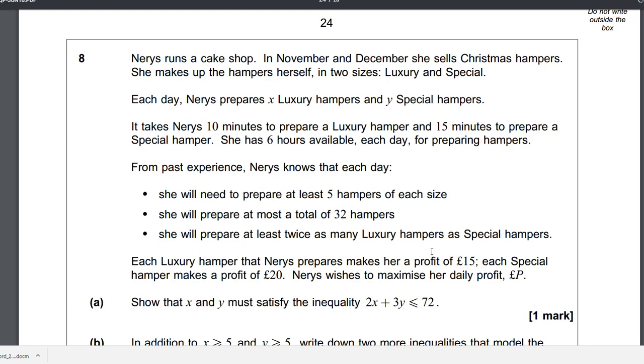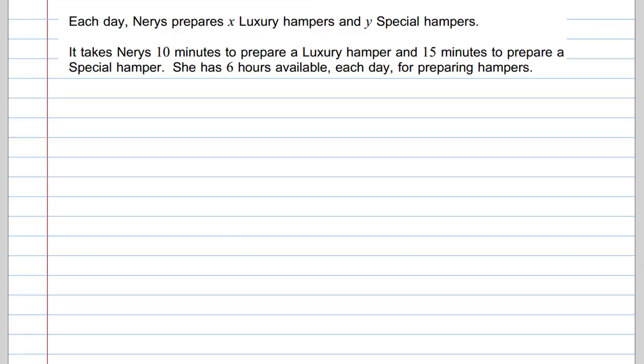It says Nerisse makes a profit of £15 on luxury hampers and £20 on special hampers. And in part A, we need to show that X and Y must satisfy the inequality 2X plus 3Y is less than or equal to 72. Now, we've got 4 pieces of information that could give us constraints for this question. We've got this sentence up here about the time to make each one, and then we've got these 3 bullet points here. To get this inequality, we need to use the first sentence before the bullet points. If you didn't spot that, it doesn't matter because you're going to have to find the other inequalities anyway later in the question. So the information that we're interested in is shown here.